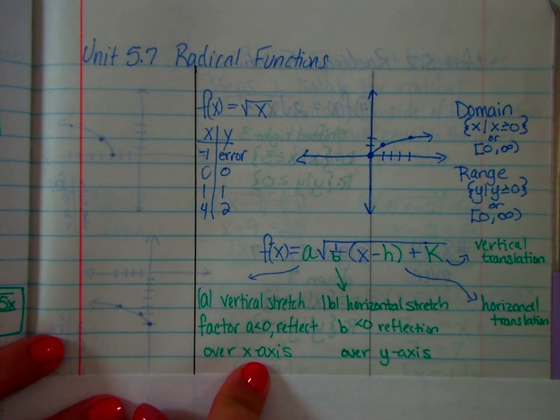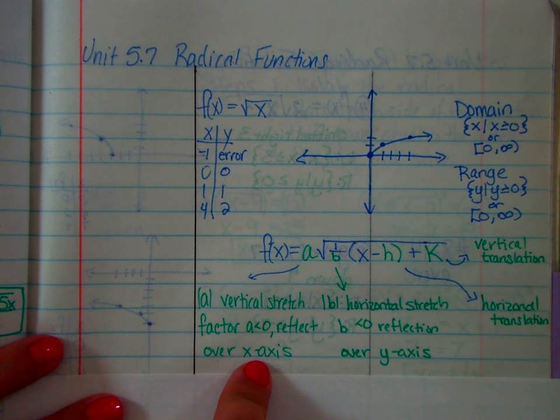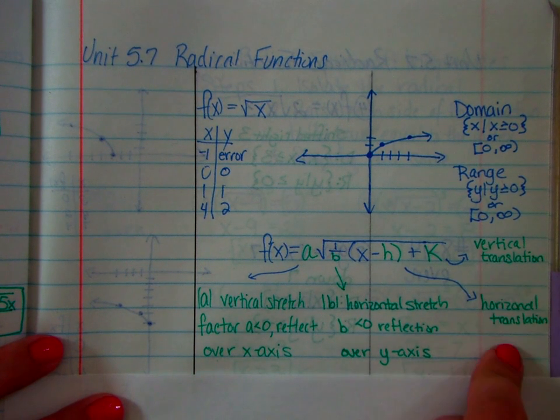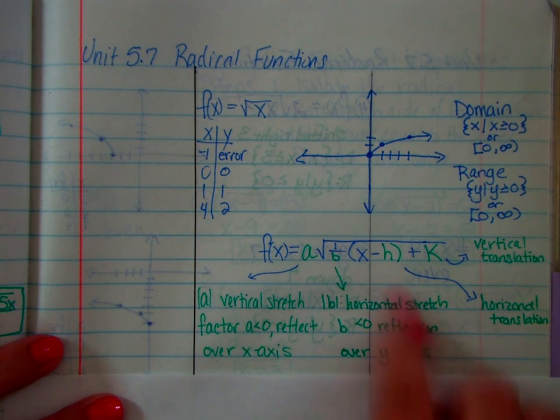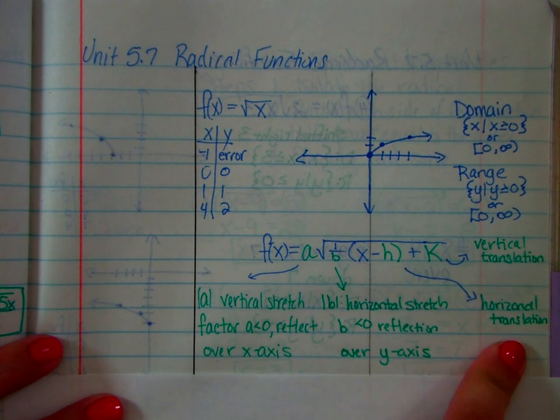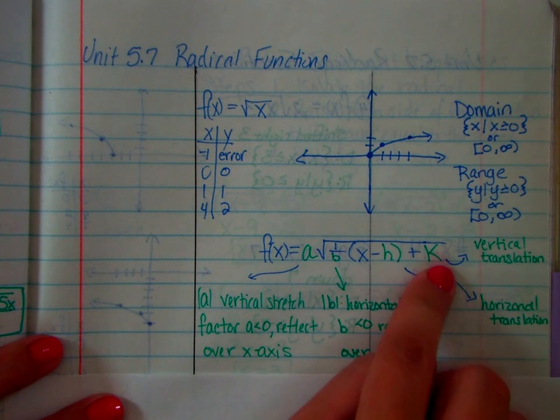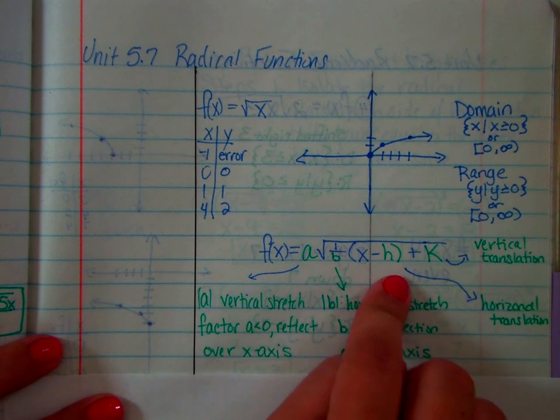Now, when we are looking at these equations, our a is always doing the same thing. Just like quadratics and rational functions, our a is a vertical stretch, and if a is less than 0, it reflects over the x-axis. K is our vertical translation, so it's going to go up and down. And our h is a horizontal translation. So k goes up and down, h goes left and right.